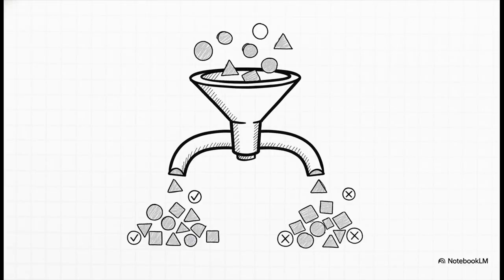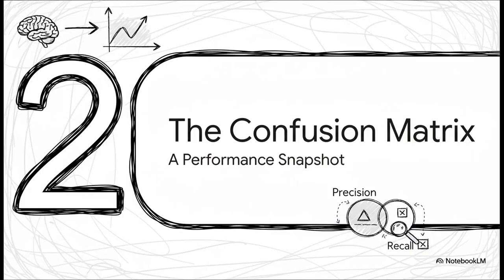Okay, let's start with a really common type of model, the classification model. These are the ones that basically make a yes or no call. Think, is this email spam or not spam? Or is this credit card transaction fraud, or is it legit? And for that job, our absolute go-to tool is something called the confusion matrix.